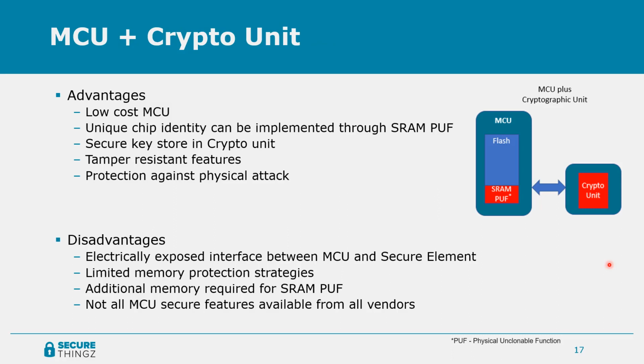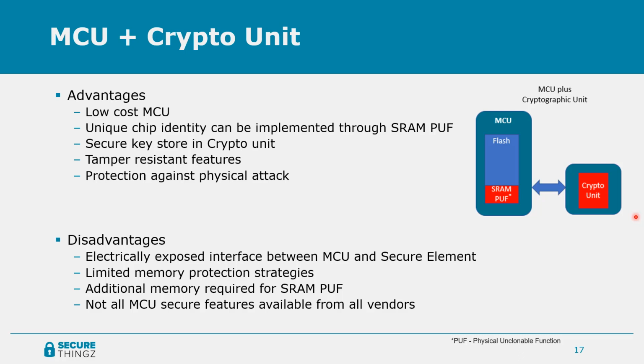Let's look at the other option, which is a microcontroller plus a crypto unit. So the advantage of this is you can use a low-cost microcontroller. The unique identity can be implemented through an SRAM physically unclonable function. This is some code that runs and examines the SRAM of the device, and from that it can produce a unique ID. The secure key store is in the crypto unit with the device, which has tamper-resistant features. Also, these crypto units oftentimes have protection against physical attack.